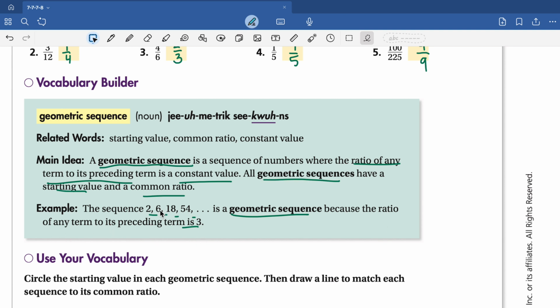So basically, when you take 6 and divide it by 2, you're going to get 3. When you get the third term, 18, and divide it by the second term, which is the previous term, 18 divided by 6 is 3. 54 divided by 18 is 3. So as the sequence increases, each term is being multiplied by 3.